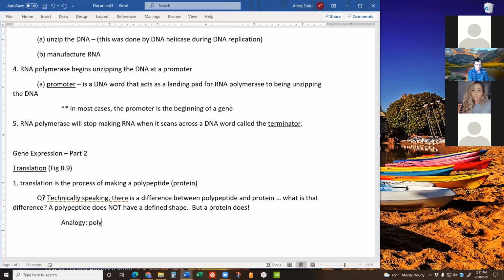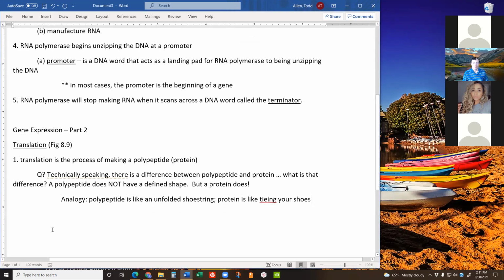So the polypeptide is like an unfolded shoestring, and a protein is if you take your shoestring and you make a bow out of it to tie your shoe. Okay, the protein has a defined shape. In my analogy, creating a bow, okay? It's like tying your shoe. Okay. All right.